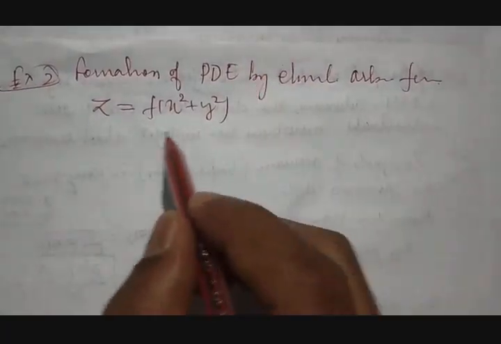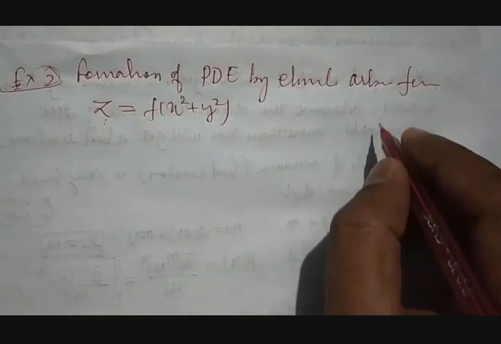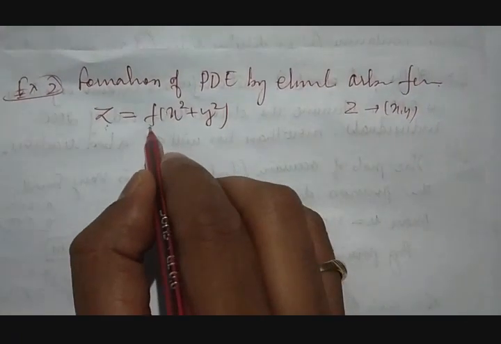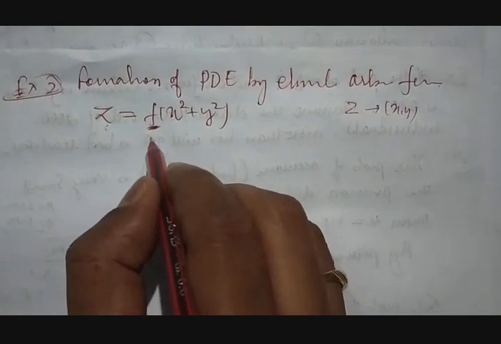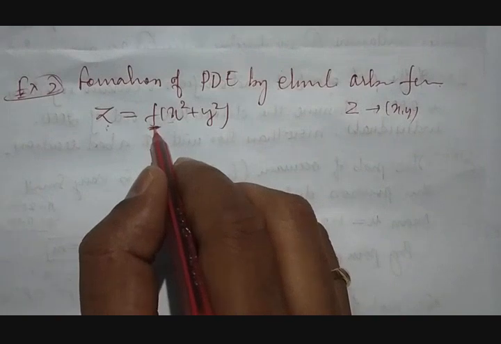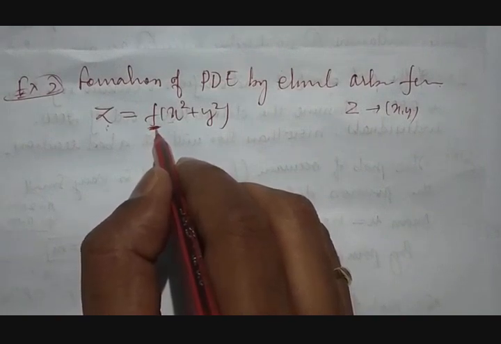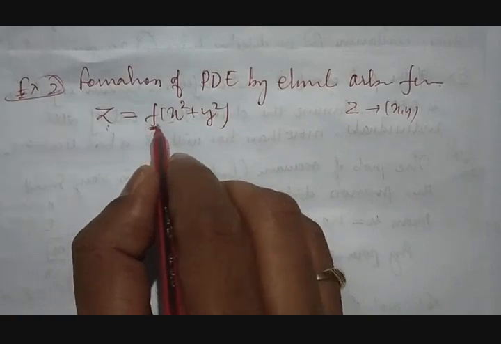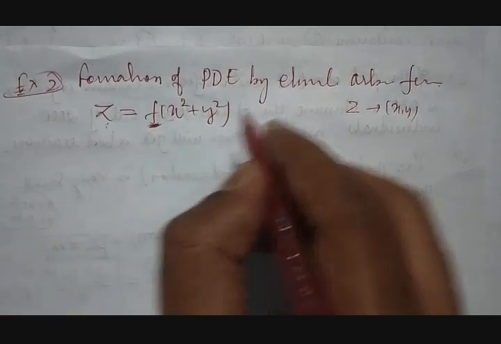And in this example, we observe z is a function of x and y. No doubt z is a function of x and y, but the function is given, so this has to be eliminated. A general function is given, we don't know what exactly f means. f may be trigonometric, logarithmic, algebraic, or hyperbolic, whatever it is. So f is given, this has to be eliminated. We call it equation number 1.